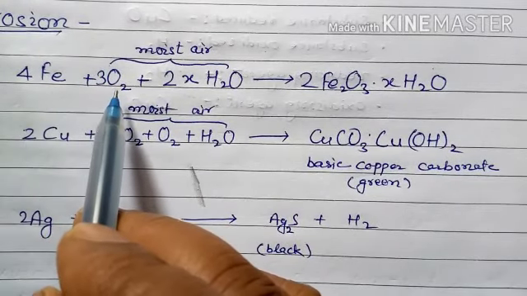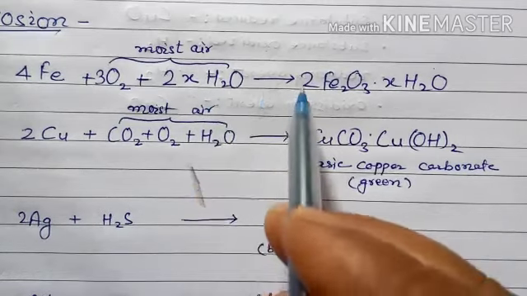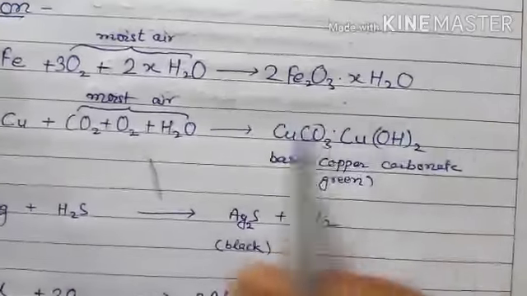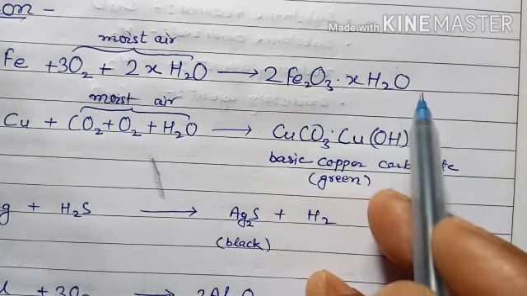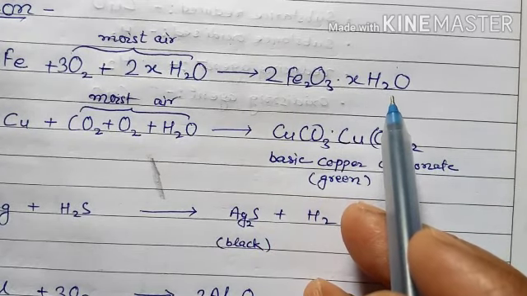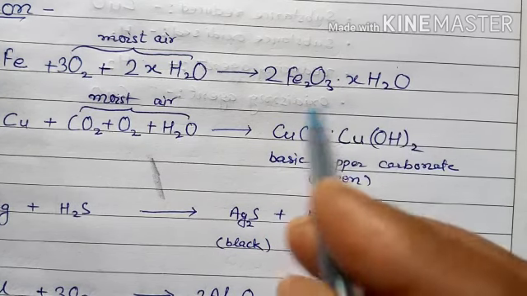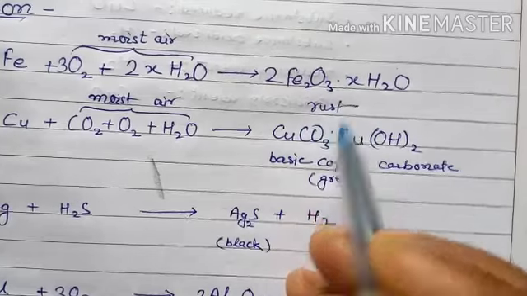Iron reacts with oxygen and moisture present in the air and forms ferroso-ferric oxide. It is hydrated iron oxide. This one is only the rust.